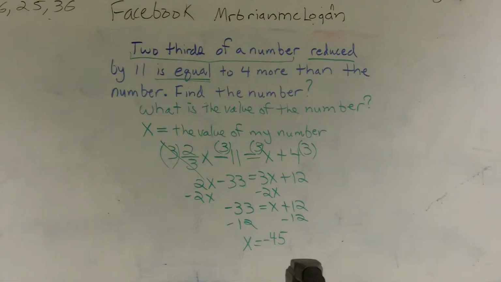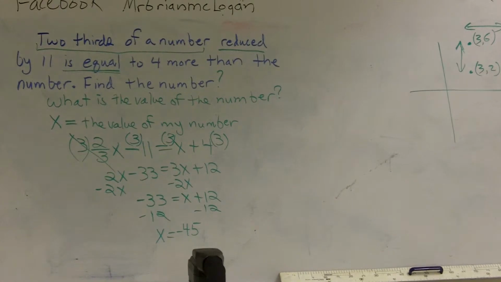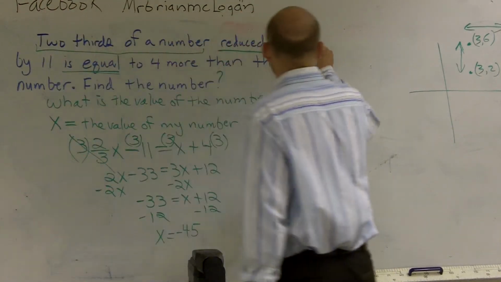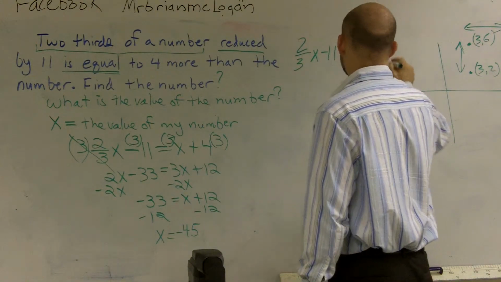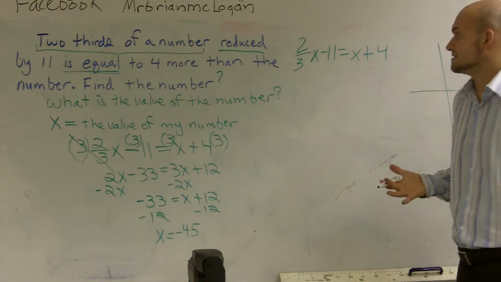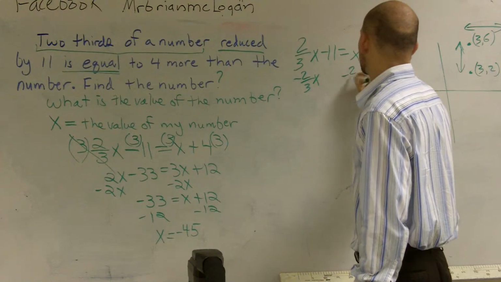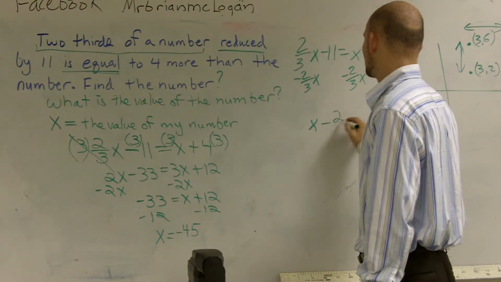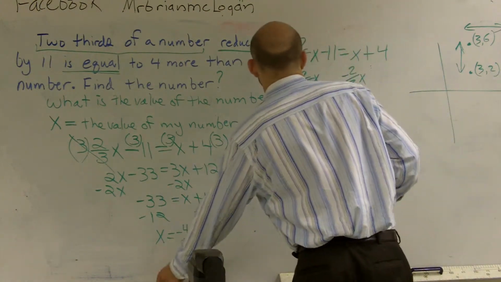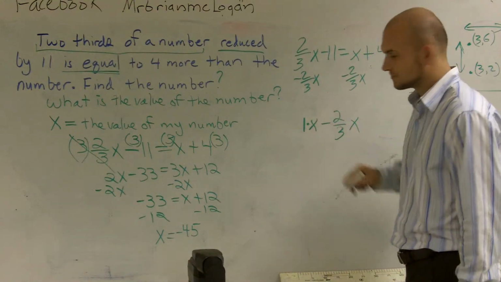Now, for those of you that are not scared of fractions, let me show you one more way how to do this without freaking out about fractions. If I have 2/3 x minus 11 equals x plus 4, again, let's just subtract our fraction. Let's subtract 2/3 x. Well, how do you do x minus 2/3 x? Well, remember there's a 1 in front of that, right?